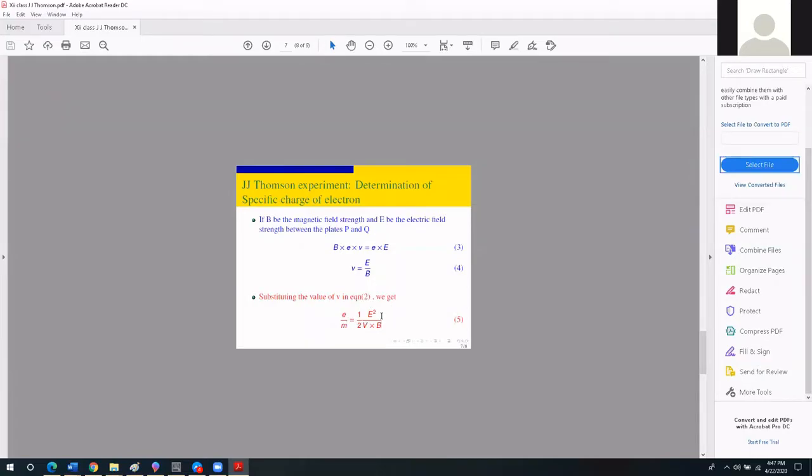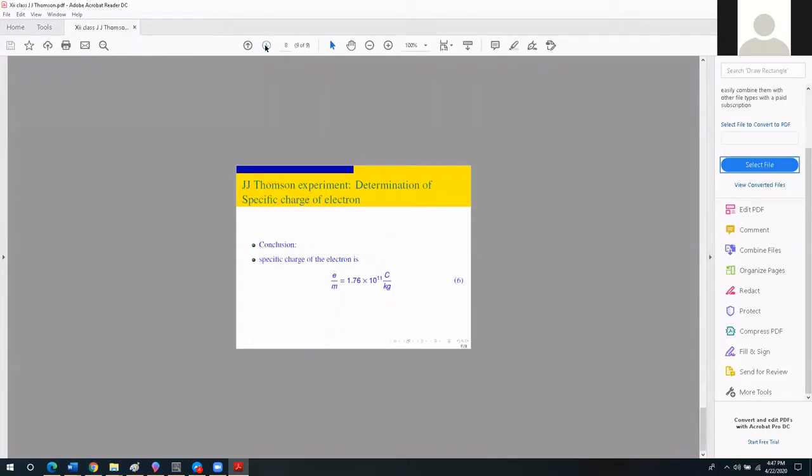Now we know the value of E, the electric field strength between the plates P and Q, and we know the accelerating voltage capital V, and we can easily measure the magnetic field strength with a flux meter. So we can easily calculate the specific charge of the electron, and its value is e/m equals 1.76 times 10 to the power 11 coulomb per kg. This is a universal value.